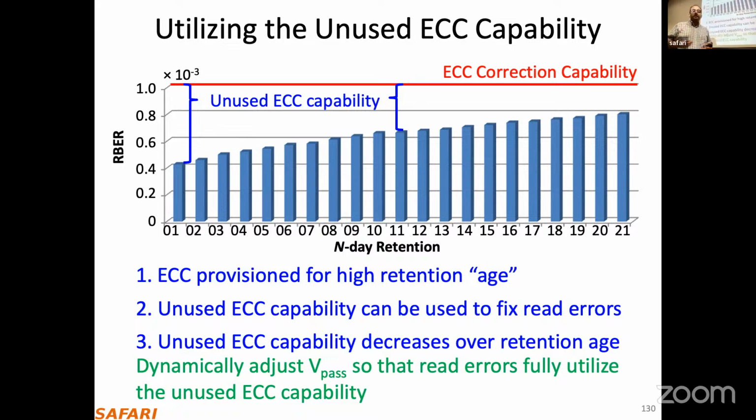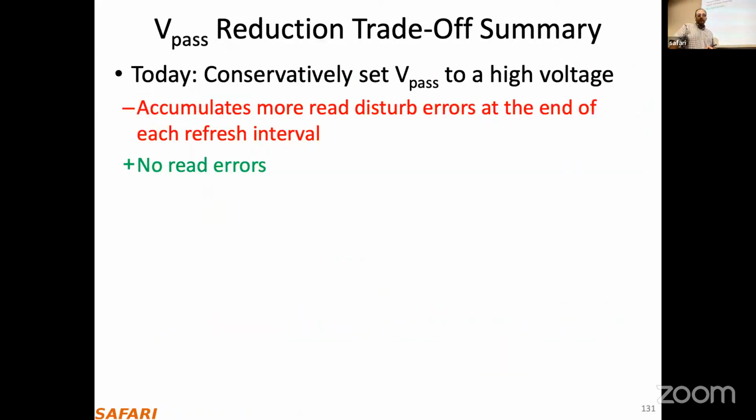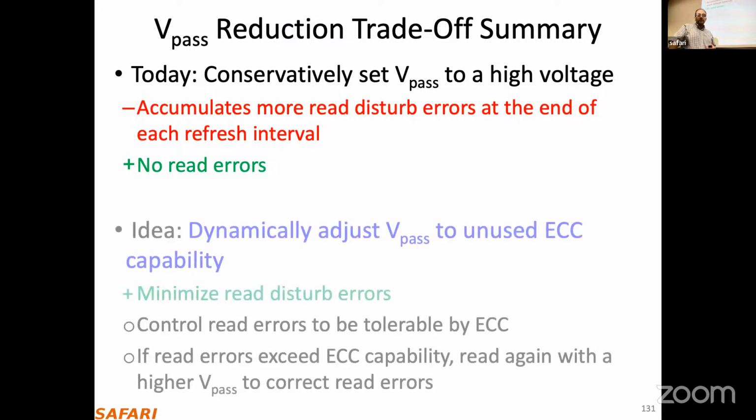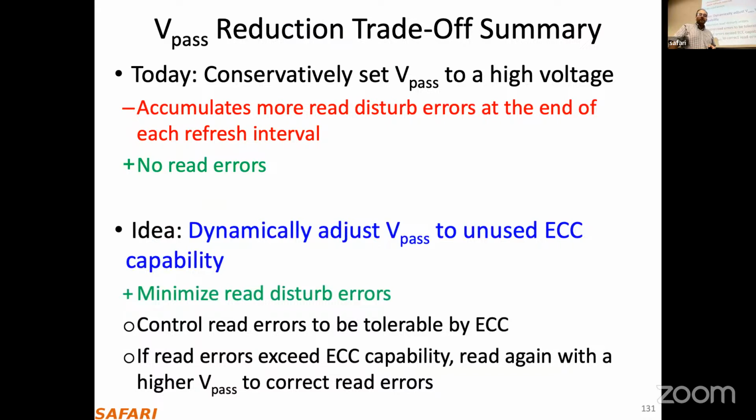But your ECC is not capable of fixing that. So we should be careful about the VPass, basically. In today's system, we conservatively set VPass to a high voltage, which can accumulate more read disturb errors at the end of each refresh interval. But we don't have no read errors.